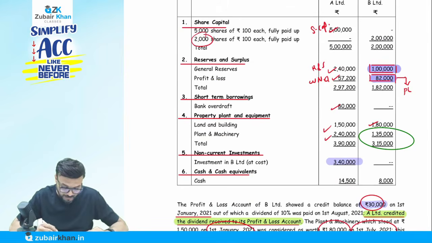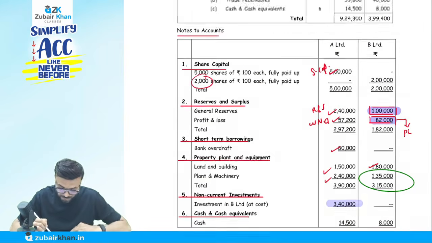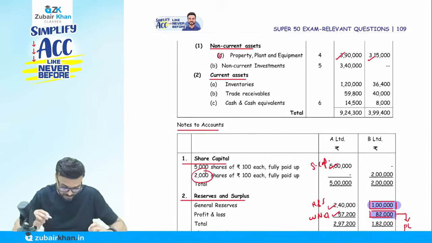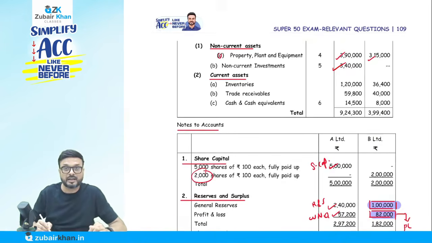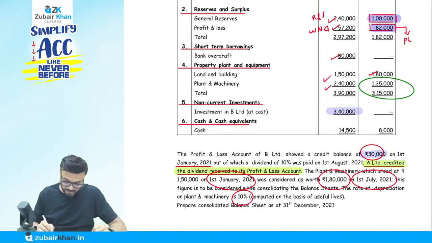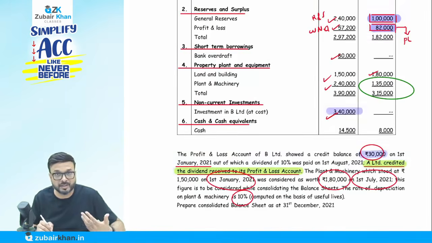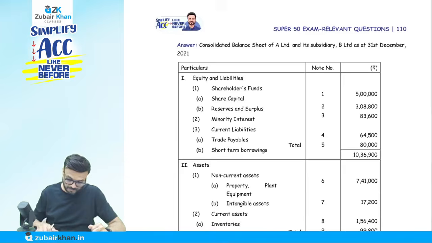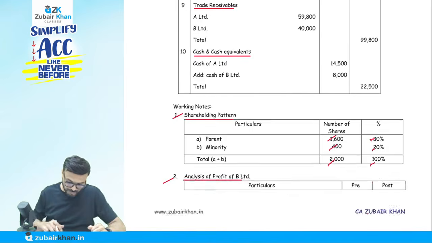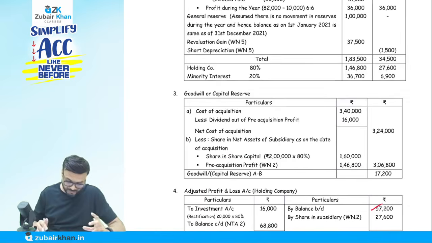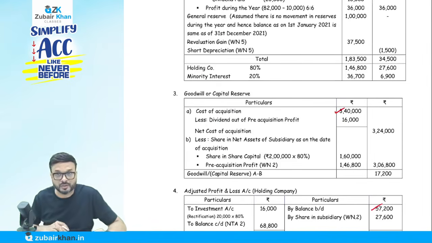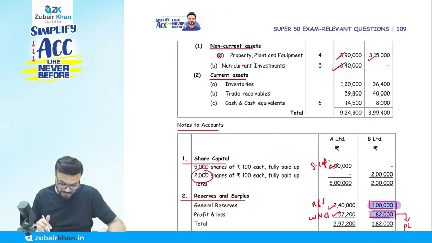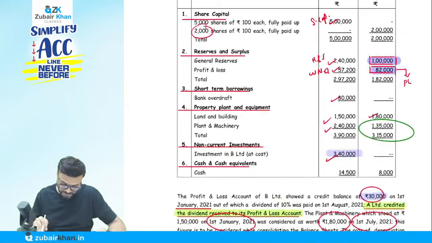Then we have the non-current investment here, 3,40,000. So note number 3, 3,40,000. That is the investment by the holding company in the subsidiary company, 3,40,000. So working note number 3. Once you understand the flow, then it is easy. Then we have the inventory, 1,20,000 and 36,400.